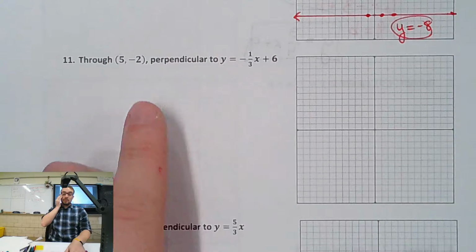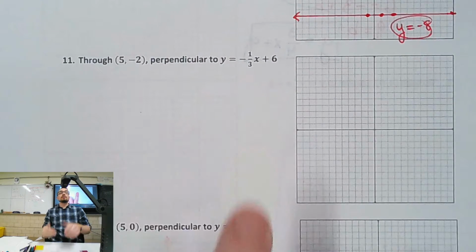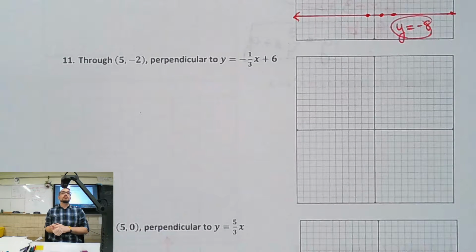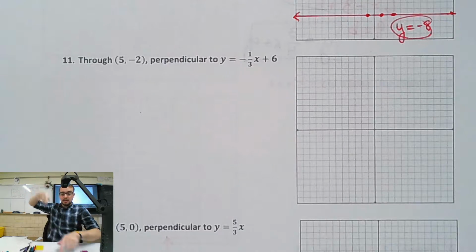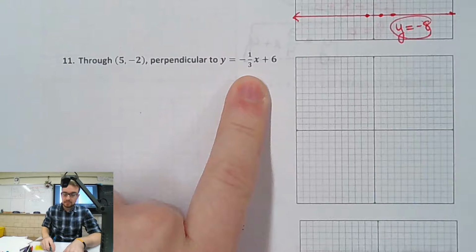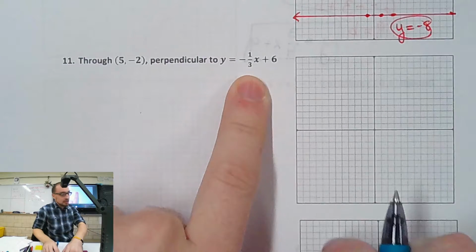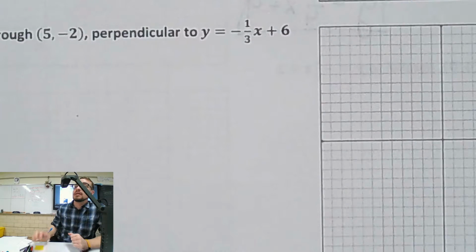Again, we're doing perpendicular, but this time we have y equals mx plus b. So if we want perpendicular, what do we know about the slopes? Are they going to be the same? No, that's parallel, right? Perpendicular couldn't be more different. So we flip it and negate it. So what's the slope of this guy? -1/3.